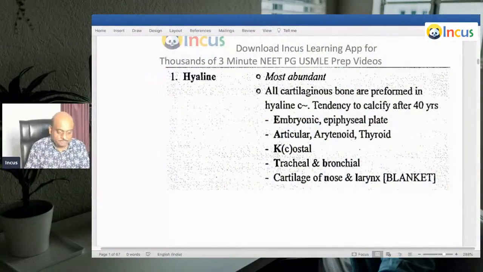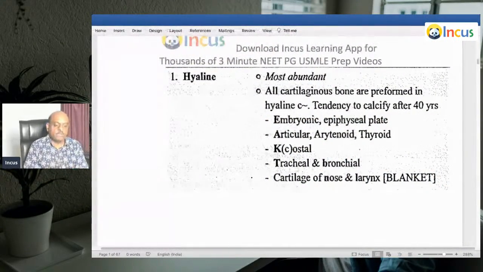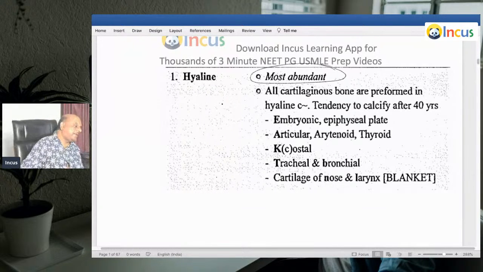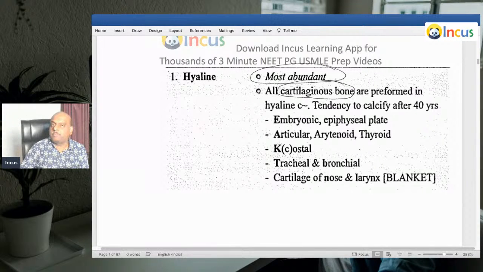So doctor, hyaline cartilage. It is the most abundant cartilage of all the 3 types of cartilage, is what you need to remember. And all cartilaginous bone is preformed in the hyaline cartilage. It calcifies after 40 years.